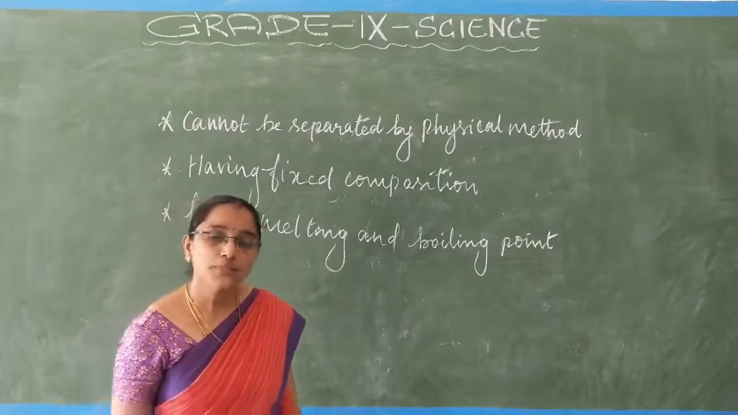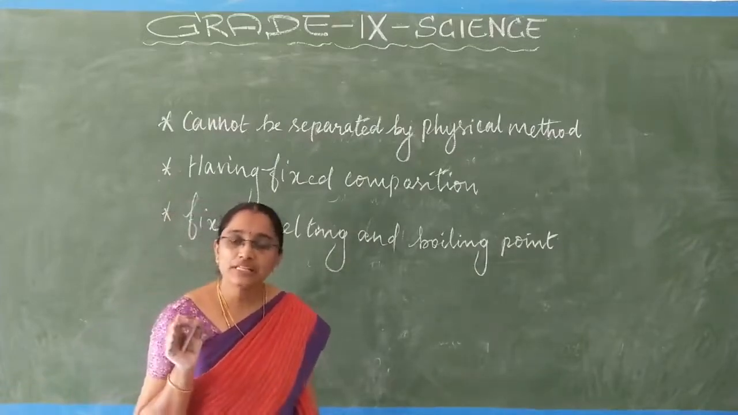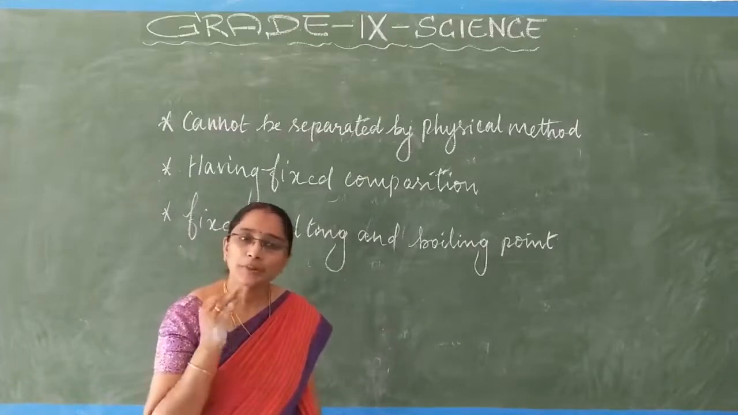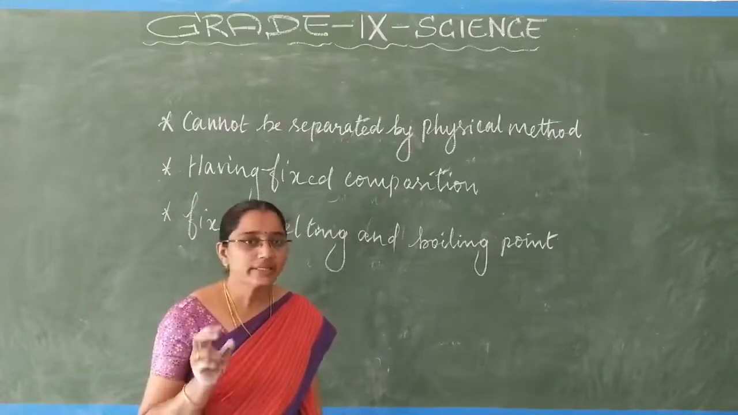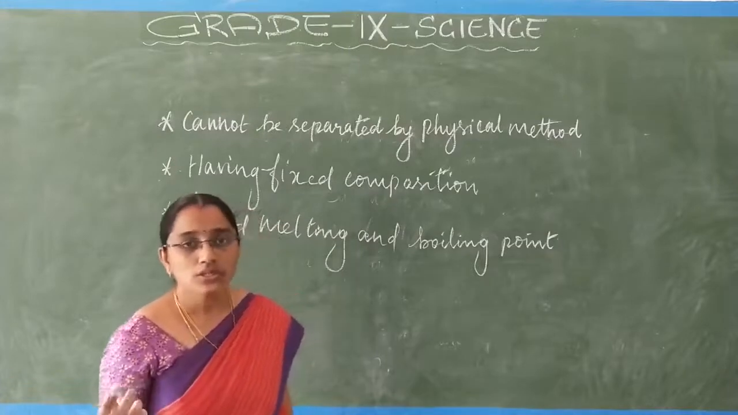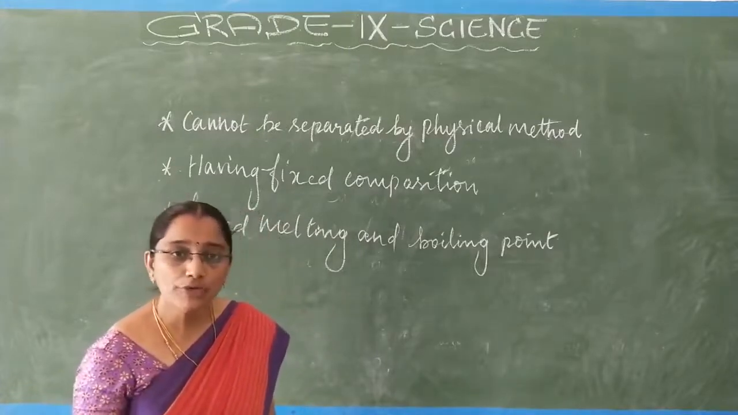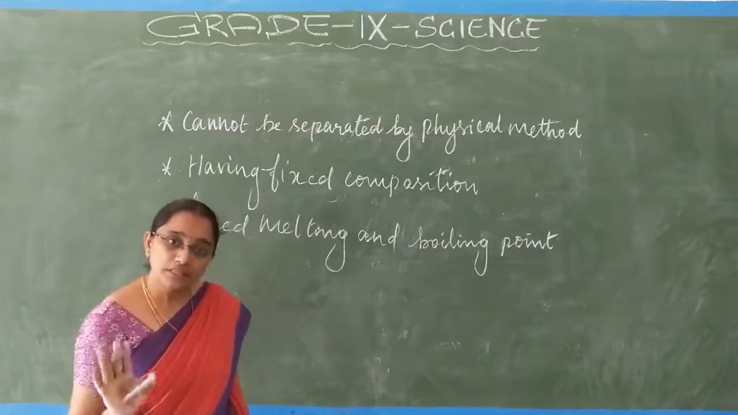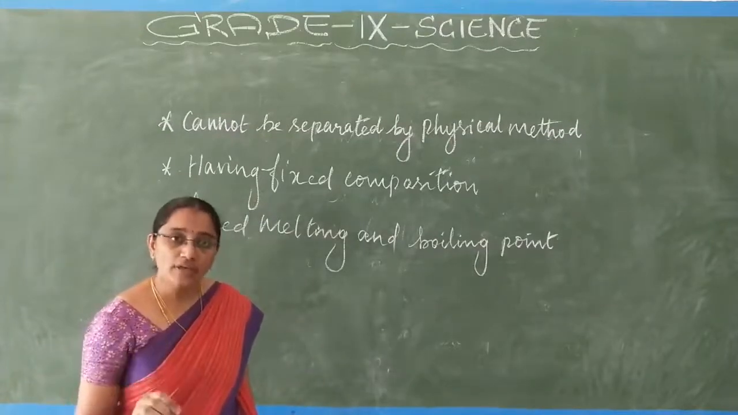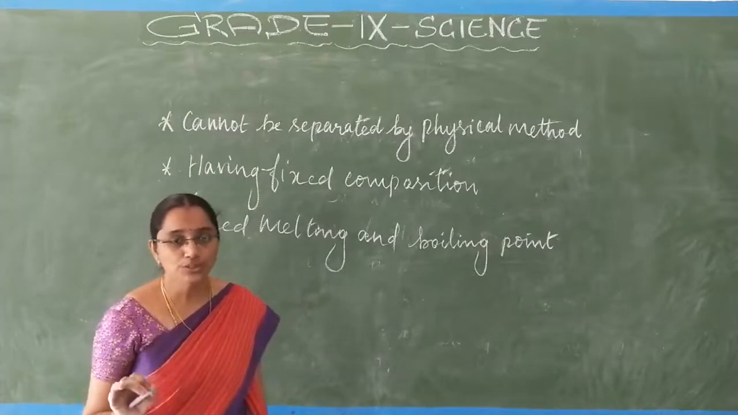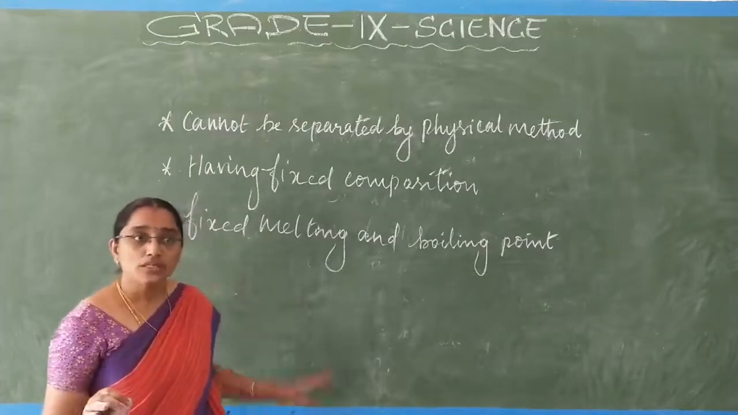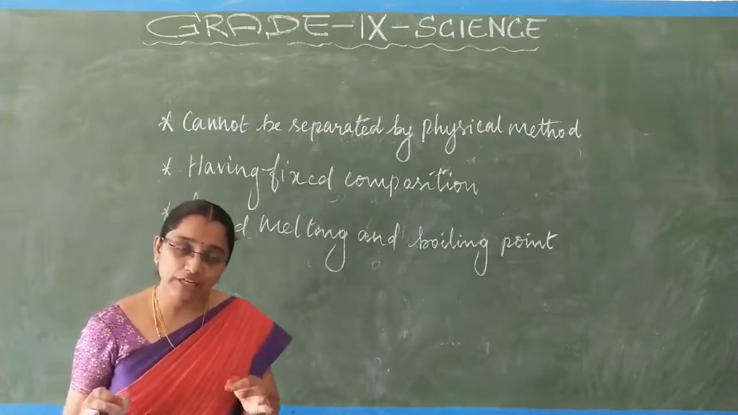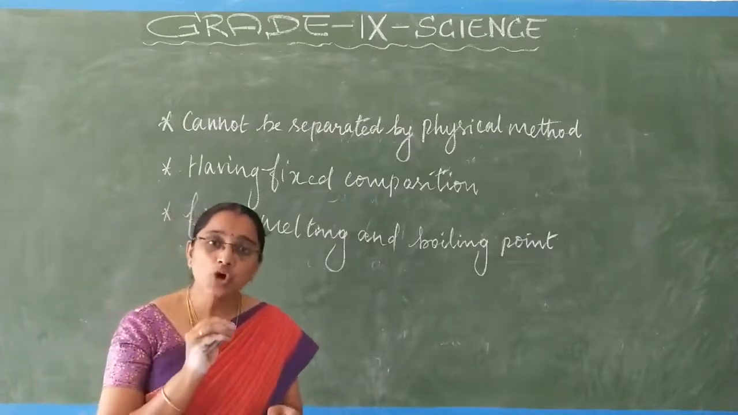When we say pure substances, definitely they have a fixed composition. If I have to prepare water, that water contains hydrogen and oxygen, always in a ratio of 2:1. Wherever I have prepared it, in whatever method, it is always in a ratio of 2:1. So whenever we say a substance is in a pure form, definitely it has some fixed composition.